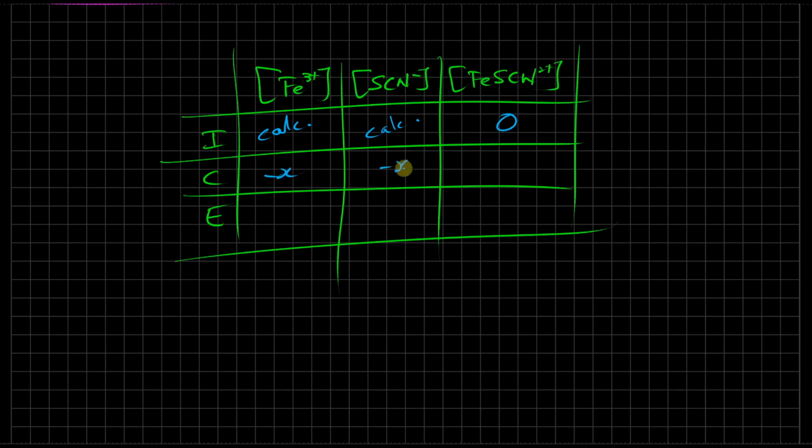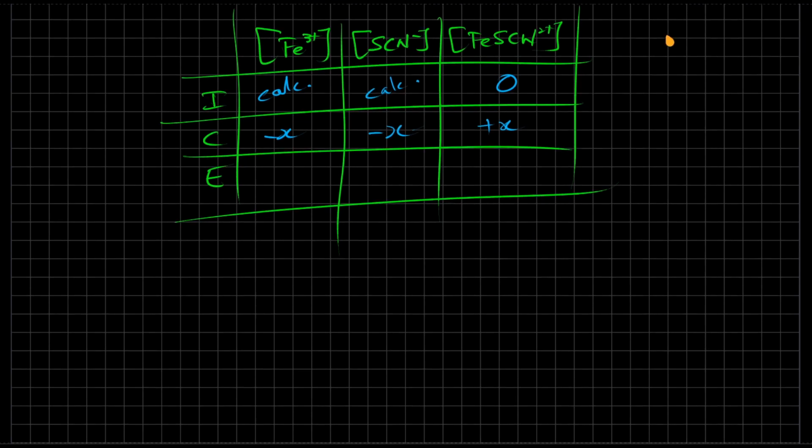And we do, whoops, this is negative x. I had that correct. Positive x. And so we'll have over here, this is equal to x. This is equal to whatever that calculated initial concentration is minus x. And same over here, right? But before we know what these are equal to, we need to solve for x.